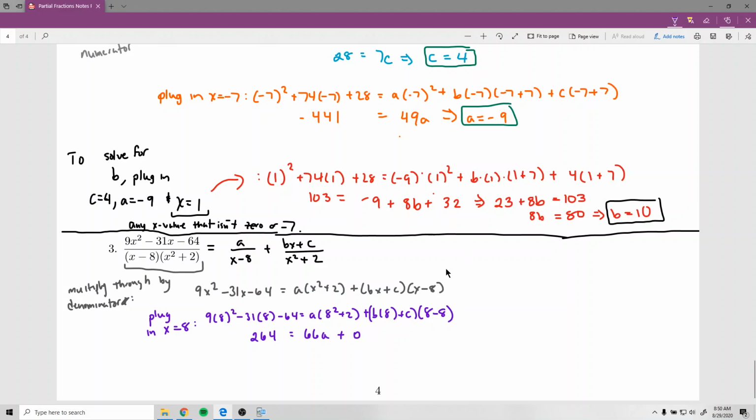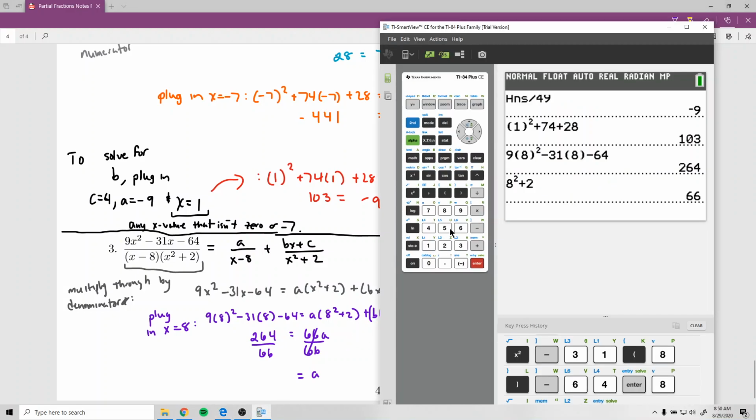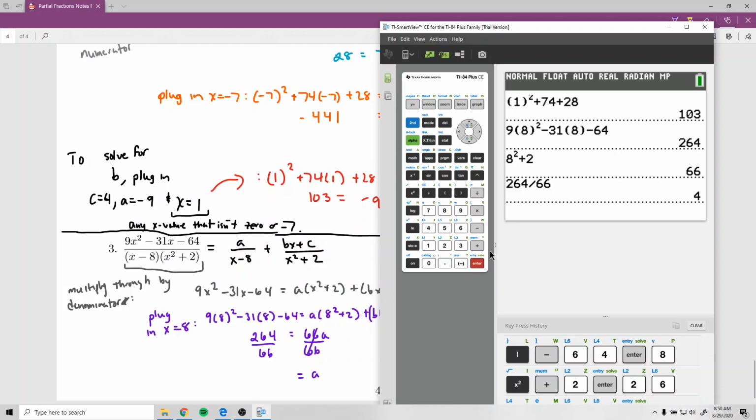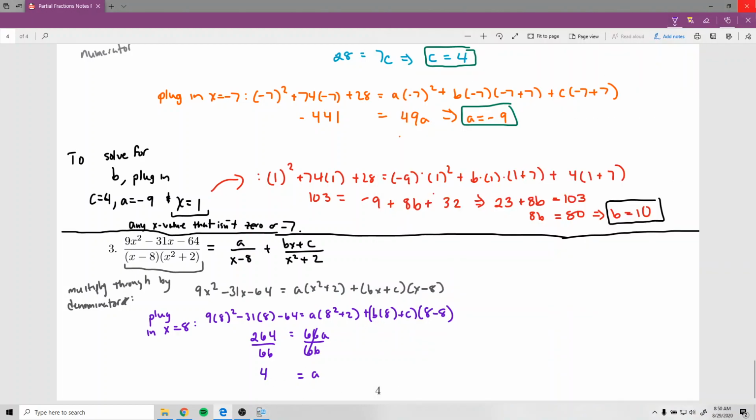All right, and then we divide through by these. I'm not even going to keep the plus 0 there. We're going to divide through by the 66, and 264 divided by 66. Let's hope that's a nice whole number. And it is. It is 4. So A equals 4.